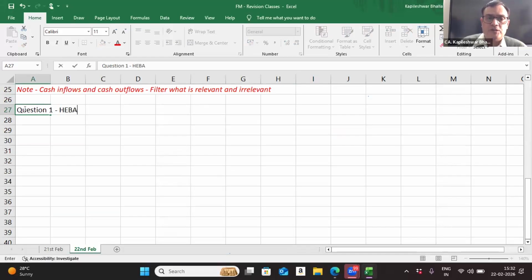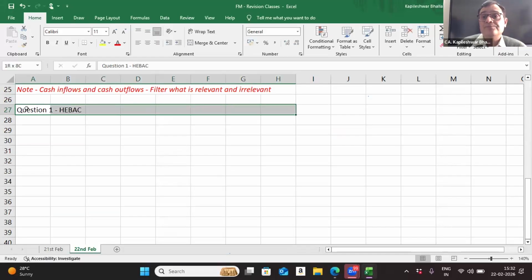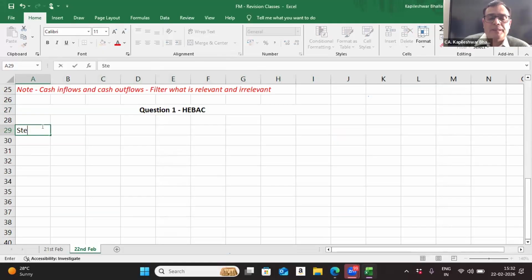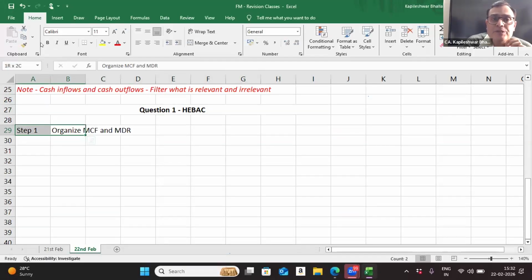Okay, so we're going to go first of all step by step. As we said, this is on investment appraisal, that is, on the NPV calculation. So we're going to go with step number 1. Step number 1 is we need to organize MCF and MDR.